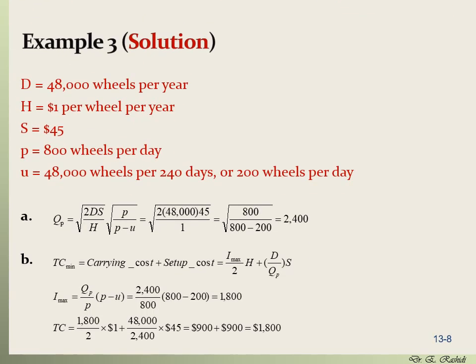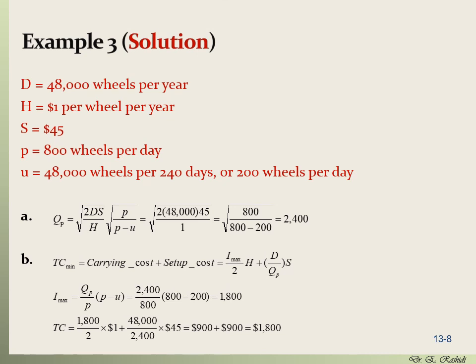All right, so this is just a neat and clear illustration of the solution. We know that the demand is 48,000 wheels per year. The holding cost is $1 per wheel per year. The setup cost is $45 per run, each time that you run. The production rate per day is 800. The usage rate is, as we computed, 200 wheels per day.